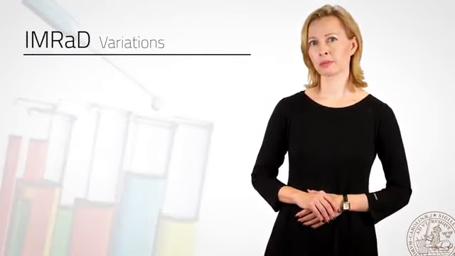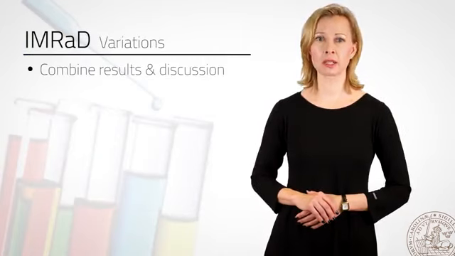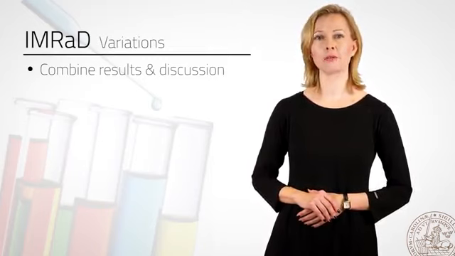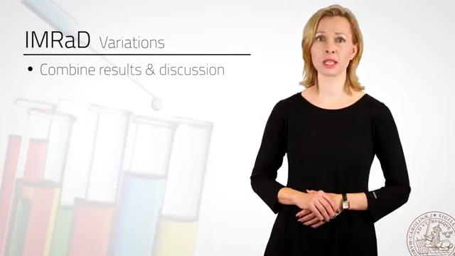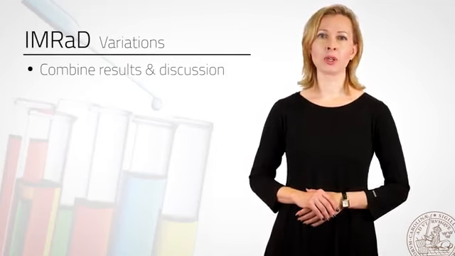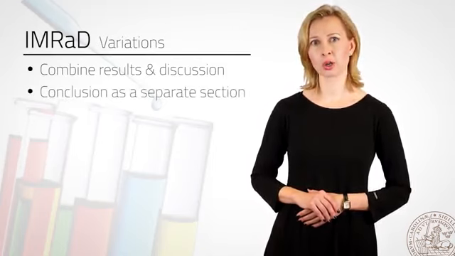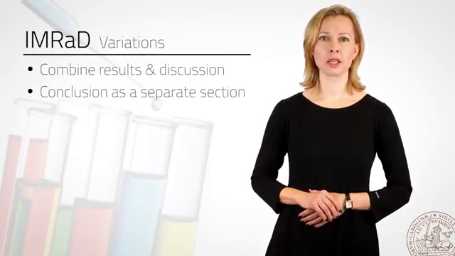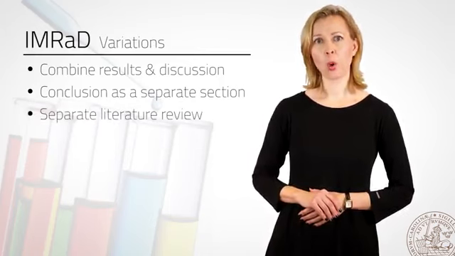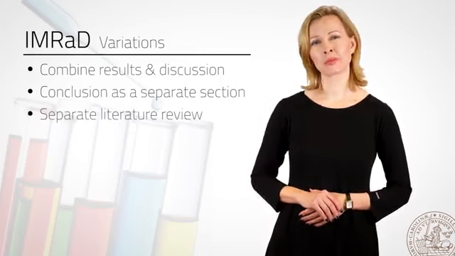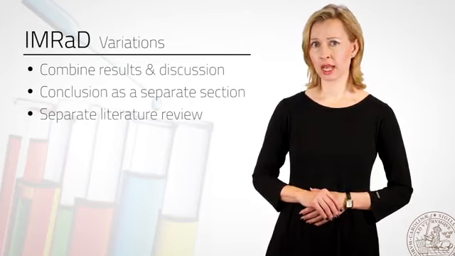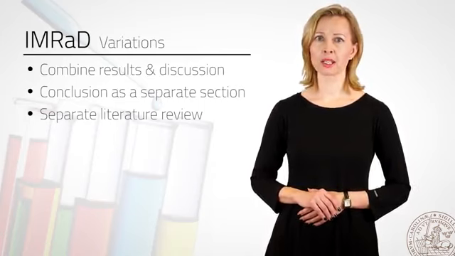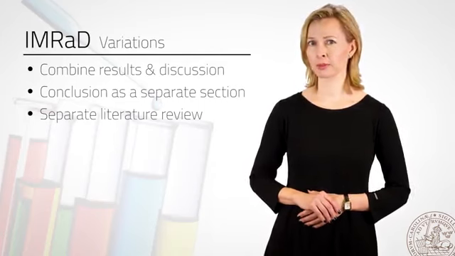For instance, many disciplines tend to combine the results and discussion section to get around the problem of having to rather brutally divide findings from interpretations of these findings. It's also common to see a conclusion as a separate section after the discussion part. Other common variations include the addition of a separate literature review or theory section after the introduction. It's important that you read the essay guidelines that you've received from your teacher carefully so that you know what applies to the essay that you are expected to write.